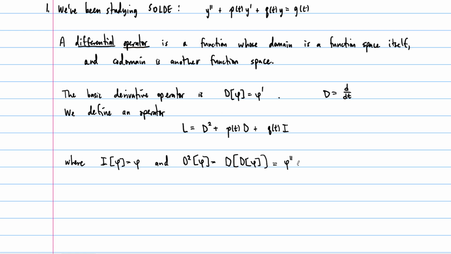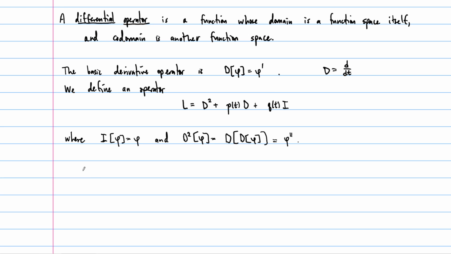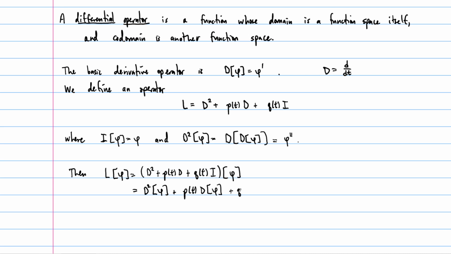Now, how does this whole thing work? Well, just as it looks, right? So L of phi, in this case, is just going to be all of this applied to phi. I'll write it out in a couple steps, but we're going to streamline this as we move forward. So it's D squared plus p of t times D plus q of t times I, all applied as an operator to this function phi. And so everything here is going to distribute, and we're going to end up with D squared phi, that's the second derivative, plus p of t, some function, times D of phi, so there's our first derivative, plus q of t times I of phi.